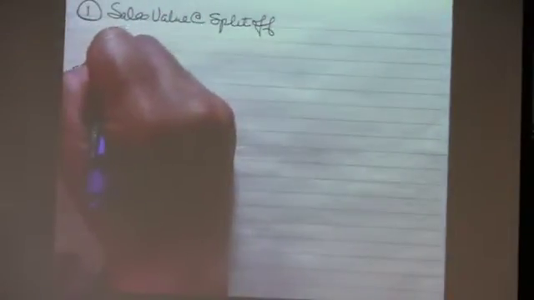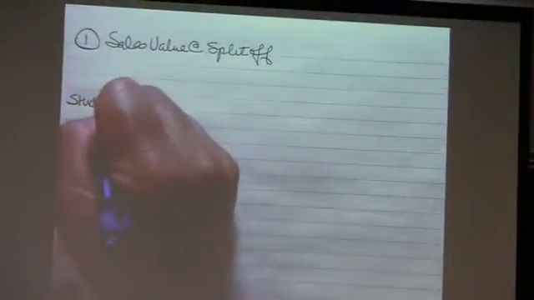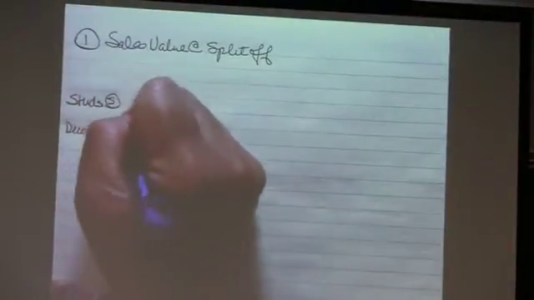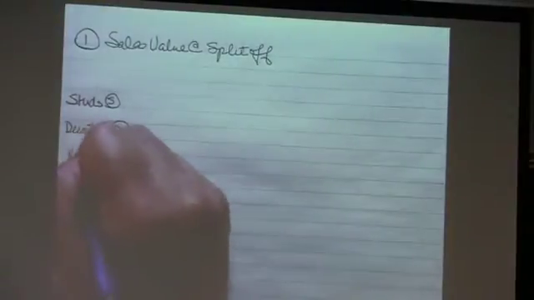That's the first method. Okay, so we've got three products. We've got studs, decorative. So let's put down studs is S, and decorative is D, and post is P.